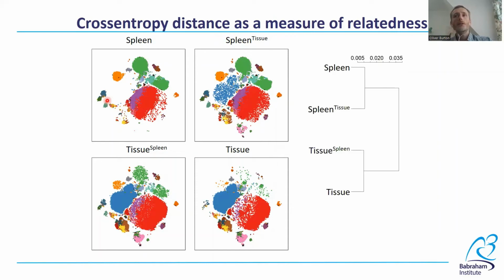With the cross-entropy test, we can measure the difference between the distributions of each condition and construct a tree, a dendrogram. And voila, the sample that is 90% spleen is closest to full spleen, and 90% gut is closest to full gut.